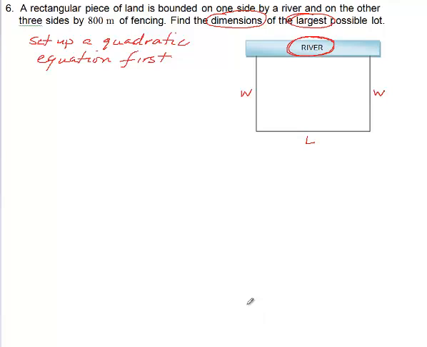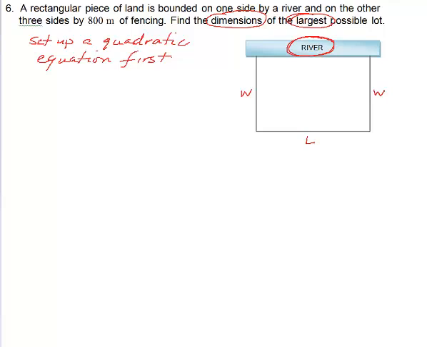Now, to set up that quadratic equation, what do we do? Very similar to what we did the last time. We're going to take the information and set up two equations, a linear equation and a quadratic equation. And we'll use the linear to help us set up the quadratic. Now the linear equation here is the amount of fencing we have. We have 800 meters to go, some here on this width, some on this length, some over here. So we're going to put 800 meters along that.